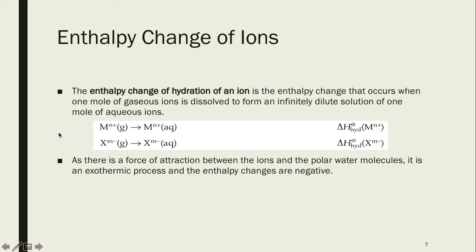As there is a force of attraction between the ions and the polar water molecules, it is an exothermic process and the enthalpy changes are negative. As you'll see, all of the enthalpy changes of hydration for ions are negative. They are exothermic.